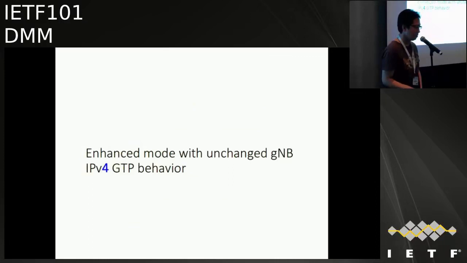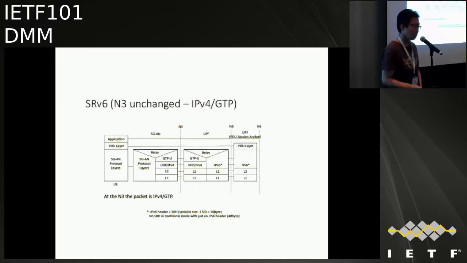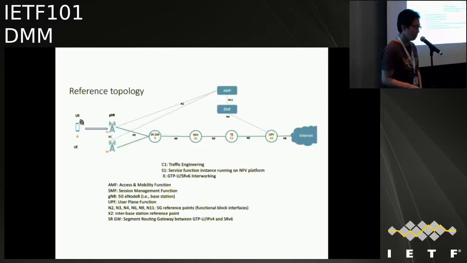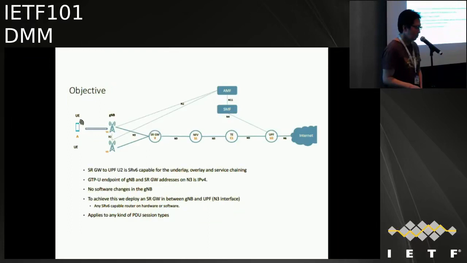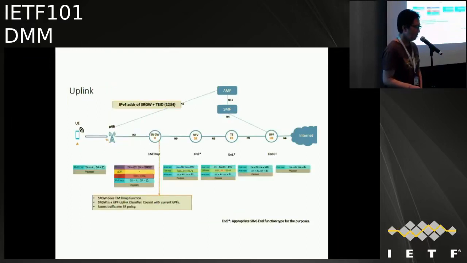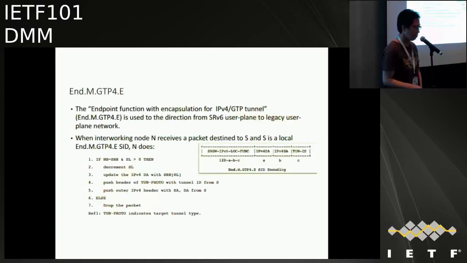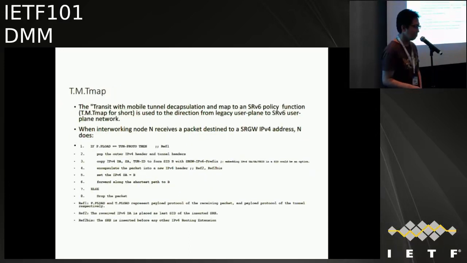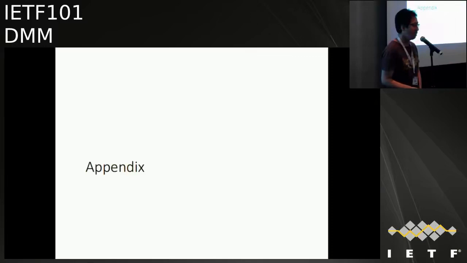This is almost the same as the previous version that covered the IPv4 GTP case. Here is the 3GPP style protocol stack picture. The reference topology is like this, almost the same as the GTP over IPv6 case. Some objectives are listed. You can see the uplink packet flow and the downlink as well. We introduce the function End.M.GTP4.E, the same as the previous version, and also T.M.Tmap in the direction of encapsulating GTP to SRv6. So that's what we prepared for this presentation.